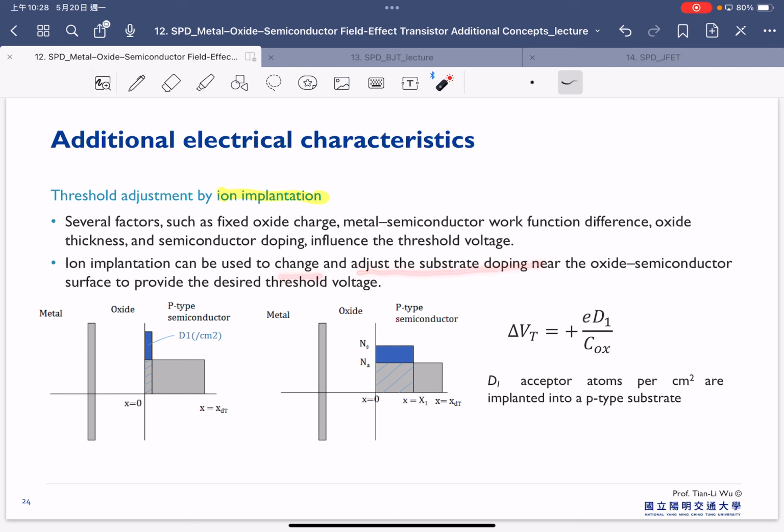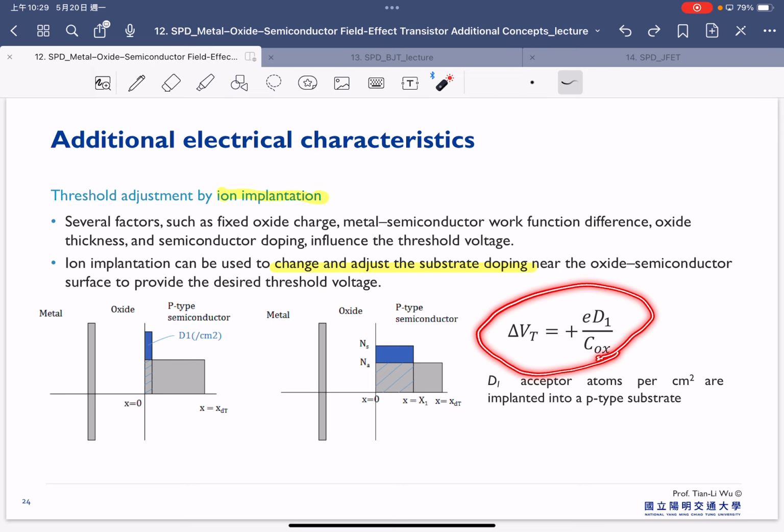So that's the purpose: we can adjust the substrate doping near the oxide-semiconductor interface, and then we can further tune our threshold voltage here. So this is one example where we implant different species in the surface channel here. Then we can start to tune our threshold voltage here. So in the end we can have this equation.